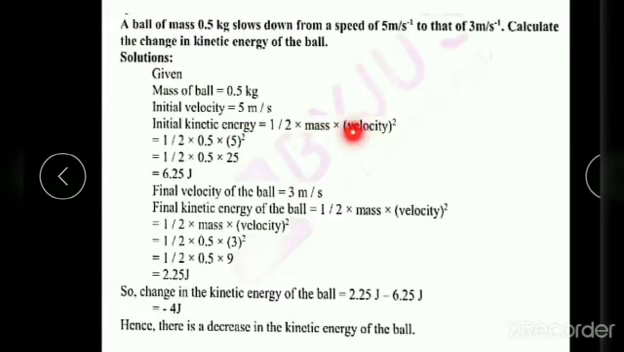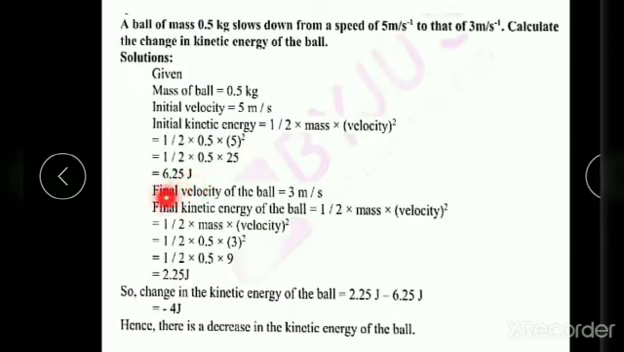Okay, so the initial kinetic energy is half mv square. Here v is the initial velocity, 5 meter per second. So you will substitute half into mass 0.5 into velocity 5 square. So velocity is squared, right? So 5 square is 25. Half into 0.5 into 25 gives you 6.25 joules.